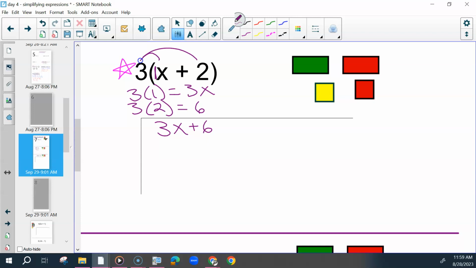Distributive property, where we use multiplication. There we go. It was a mixture of those two things. Okay. Questions on how we do that?